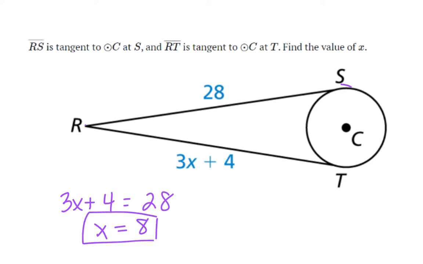Homework paper has some quadrilaterals, so a circle surrounded by quadrilaterals, but they are all tangent to the circles. So we use that idea of this piece has to be equal to this piece is equal to this piece is equal to this piece, and so on, to solve for those missing pieces.